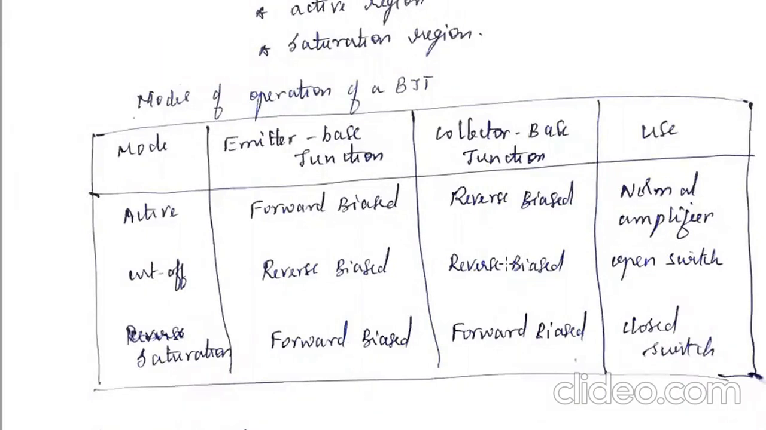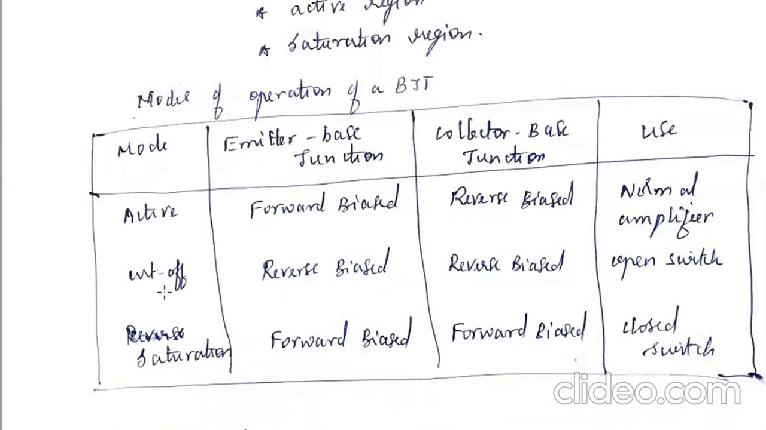If you want to make a transistor operate in the active region, then the emitter base junction of the transistor must be forward biased and the collector base junction of the transistor must be reverse biased. In that case, we can make the transistor act as a normal amplifier.